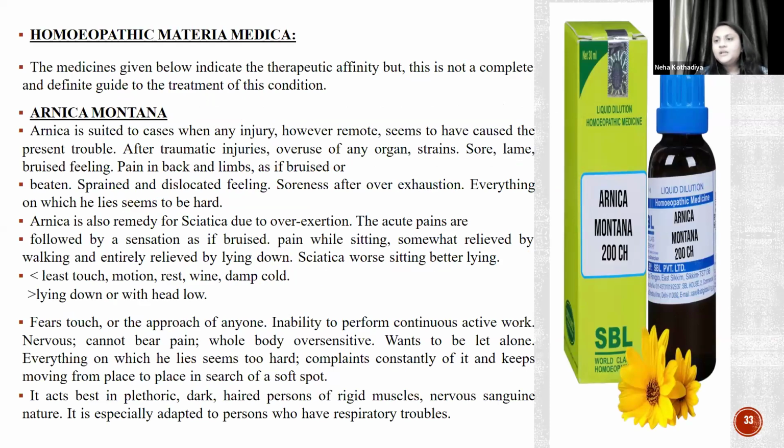There are many different remedies for curing sciatica. The first and foremost is Arnica montana. As we all know, Arnica montana is a great medicine for trauma, where recent or remote traumas are there. Arnica is suited when any type of injury, however remote, seems to have caused the person trouble after the traumatic injuries. There is a sore, lame, bruised feeling, and aggravation from touch. Then Arnica is to be considered.